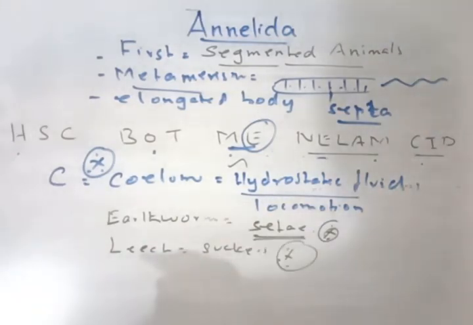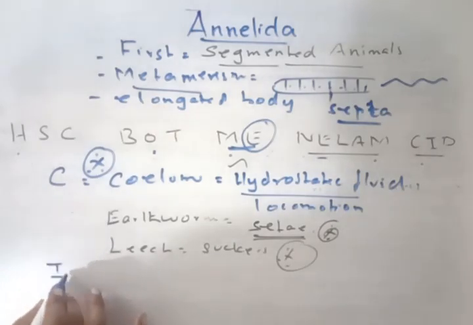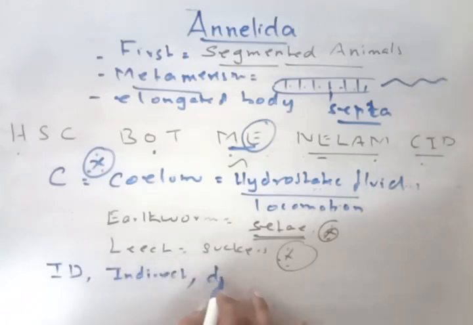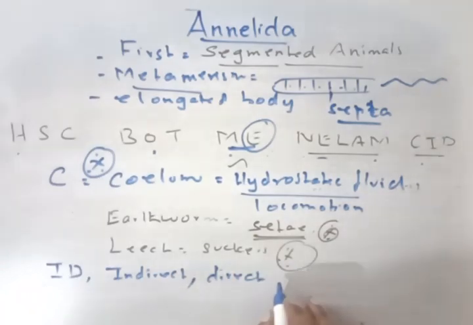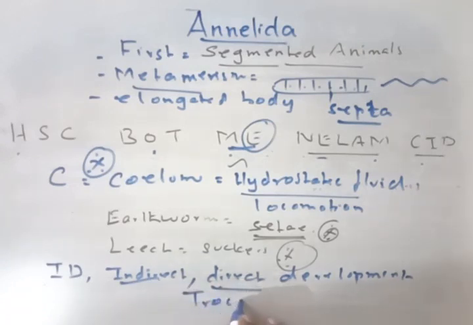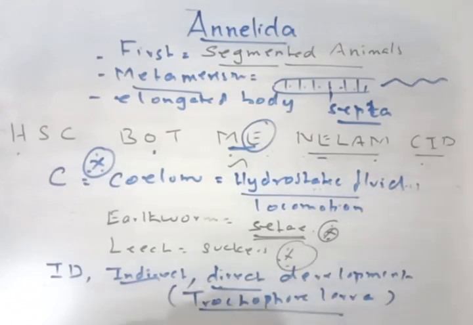As usual, I is for indirect and D for direct development. So here indirect development will be there and direct development also will be there. The larva here is the trochophore larva, which is important. So that's all about the annelids, the characteristic points.